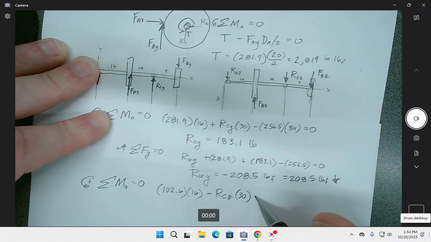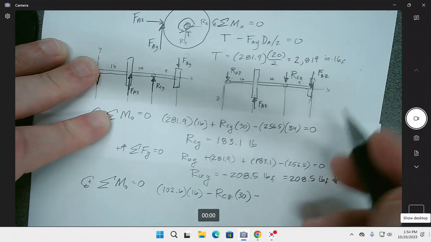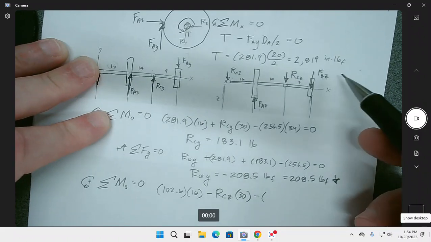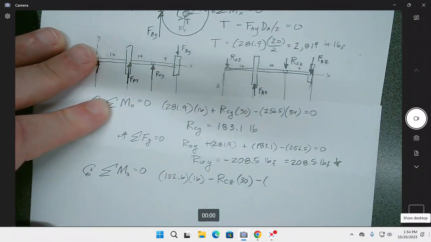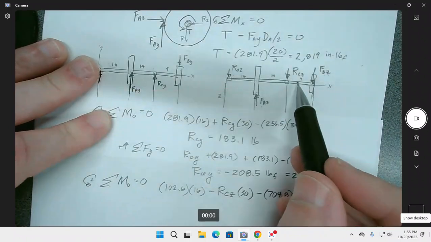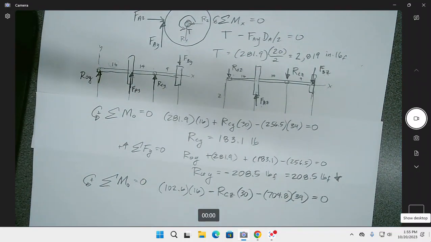All right. RBZ. This is probably going to be the opposite direction, I think. I can already tell. This one, RBZ, was the 704.8. And it goes times 39, right? So 102.6 times 16. And, okay, we can subtract out 704.8 times 39. Boom. Yes. And because this is jumping over the other side, we're going to find that RCZ is going to be a negative value again. So we chose poorly.